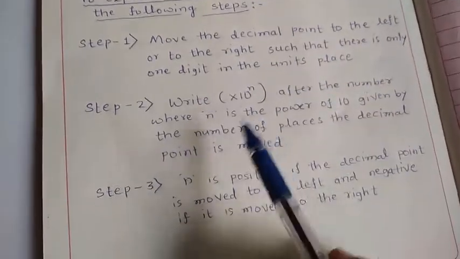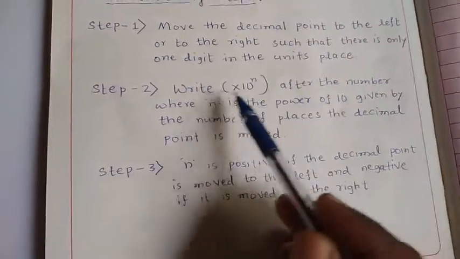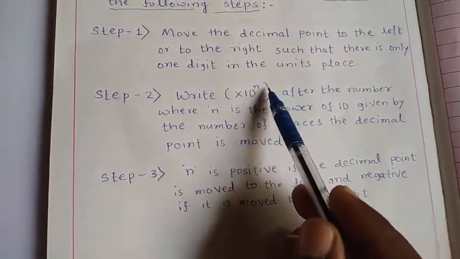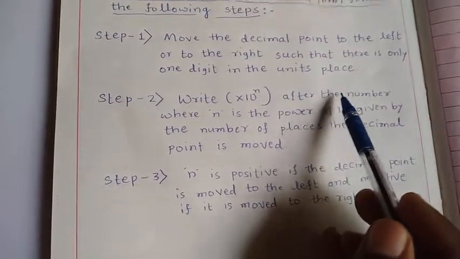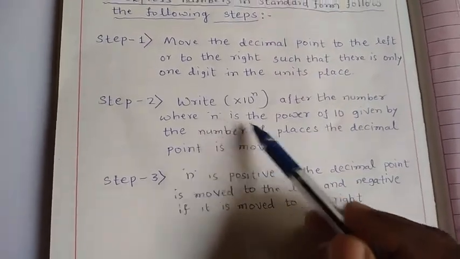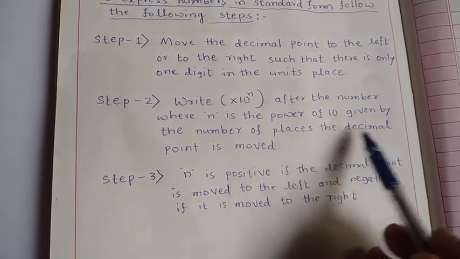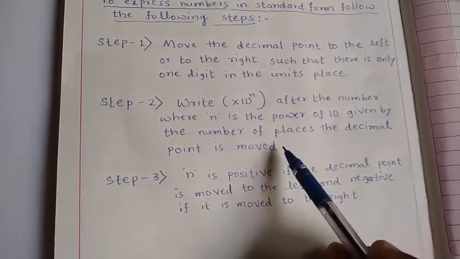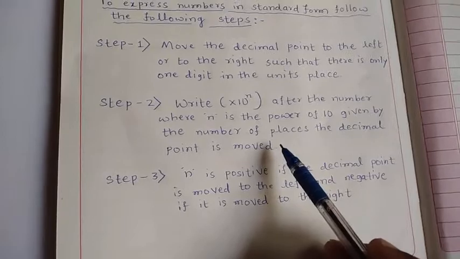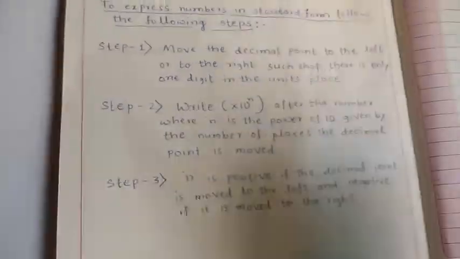See the second step. Write into 10 raised to n after the number, where n is the power of 10 given by the number of places the decimal point is moved. So this is the second step. I will explain all these in the examples.